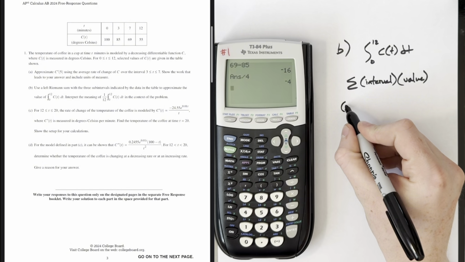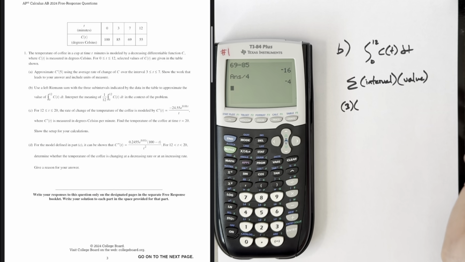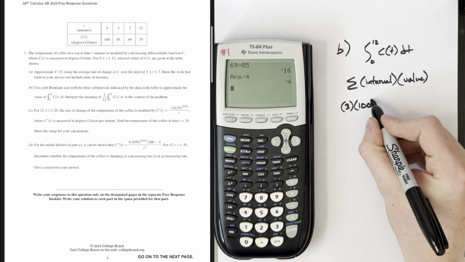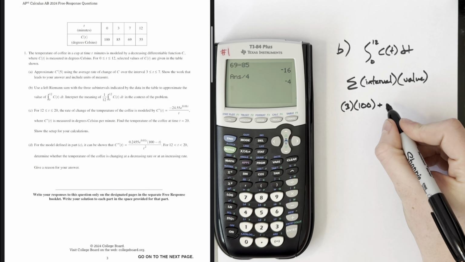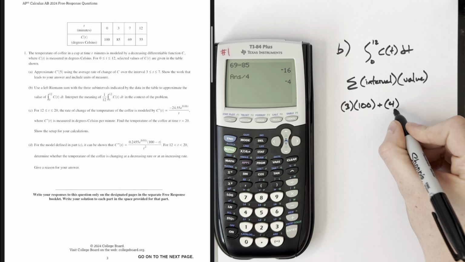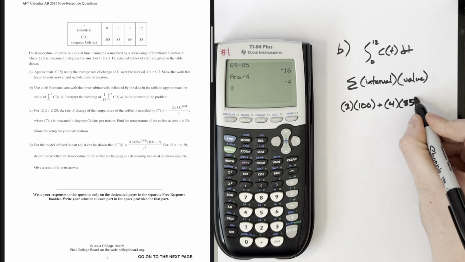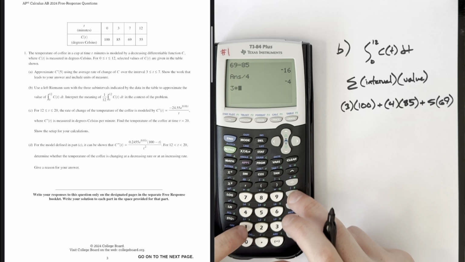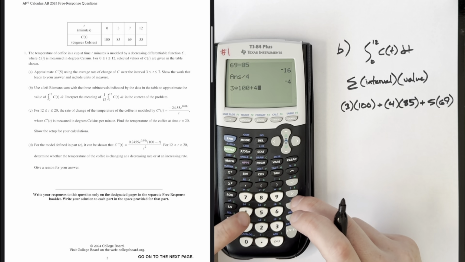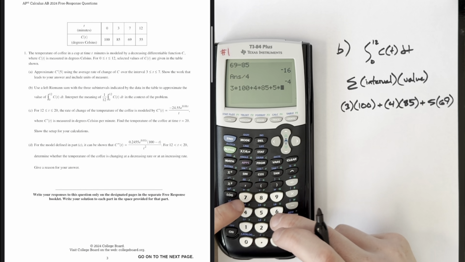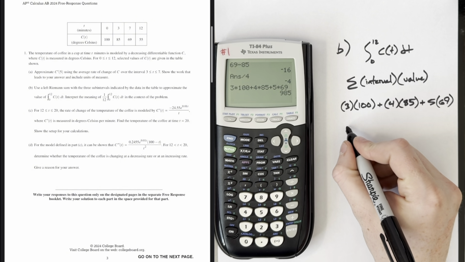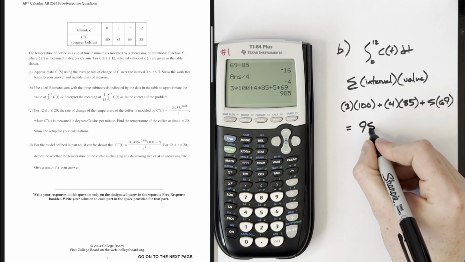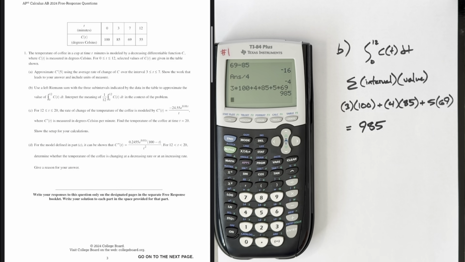So the first interval is from 0 to 3, so that is a length of 3, and I'm going to use the left value, which is 100, or C of 0. The second interval has a length of 4. We'll use the value 85. And then my final one has a length of 5. I'll use the value of 69. Plugging that into my calculator, which hopefully will get me the right answer. 5 times 69. Plug it in. Boom. I get that is equal to 985. Now, this is just an integral, right, of a function.